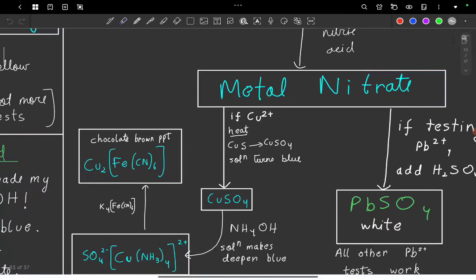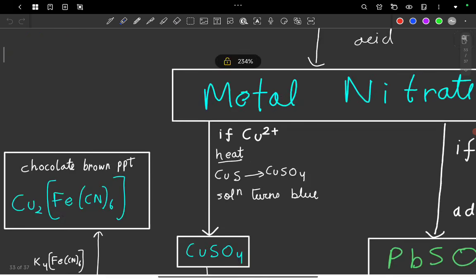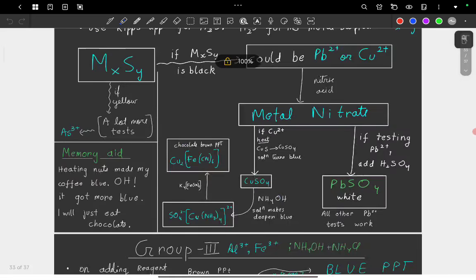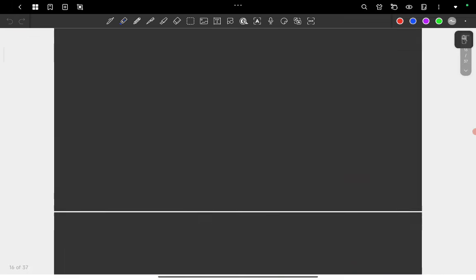ion, then the first thing you have to do is heat it. And when you heat it, this sulfide ion oxidizes itself into the sulfate ion. And consequently, from copper sulfide, you form copper sulfate. And copper sulfate, as you know, we studied in the nitrite ion test.